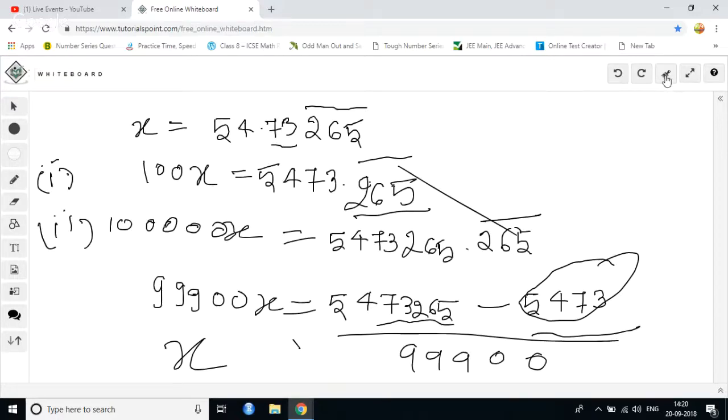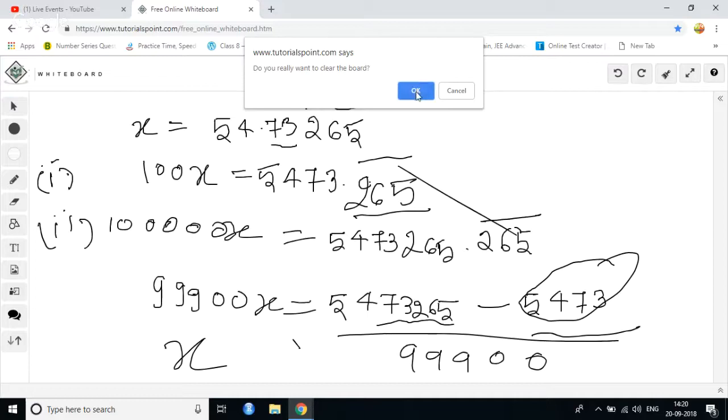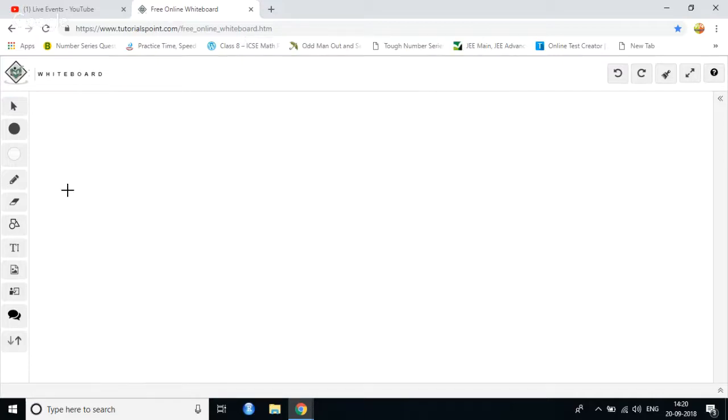So this is the question. This is how you convert recurring non-terminating numbers into fractions.